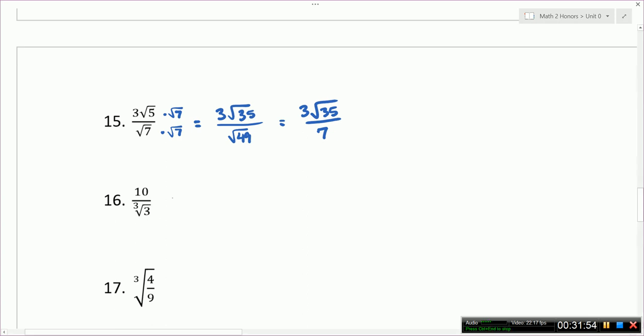On 16, we want to rationalize the denominator there as well, and we need to be a bit creative here. It's a cube root, so we have one 3. We're going to need a set of three 3s, so I'm going to multiply that by the cube root of 3 times 3, which is the same thing as the cube root of 9. And so we end up with 10 times the cube root of 9 over the cube root of 3 times 3 times 3, which is 27. Cube root of 27 ends up being 3.